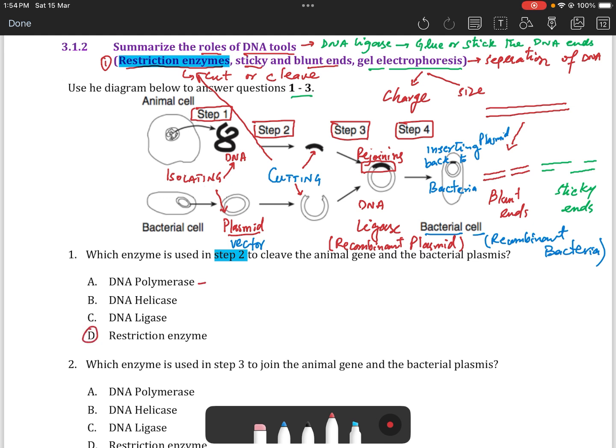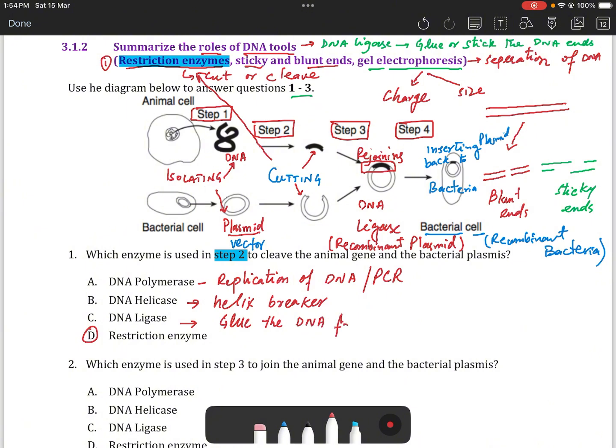DNA polymerase is an enzyme that's basically involved in the replication of DNA, and we have also studied that it is involved in the PCR reaction. DNA helicase, we didn't study this term, but this is known as the helix breaker, which breaks open the two strands of the DNA, and DNA ligase is the one that glues the DNA fragments.